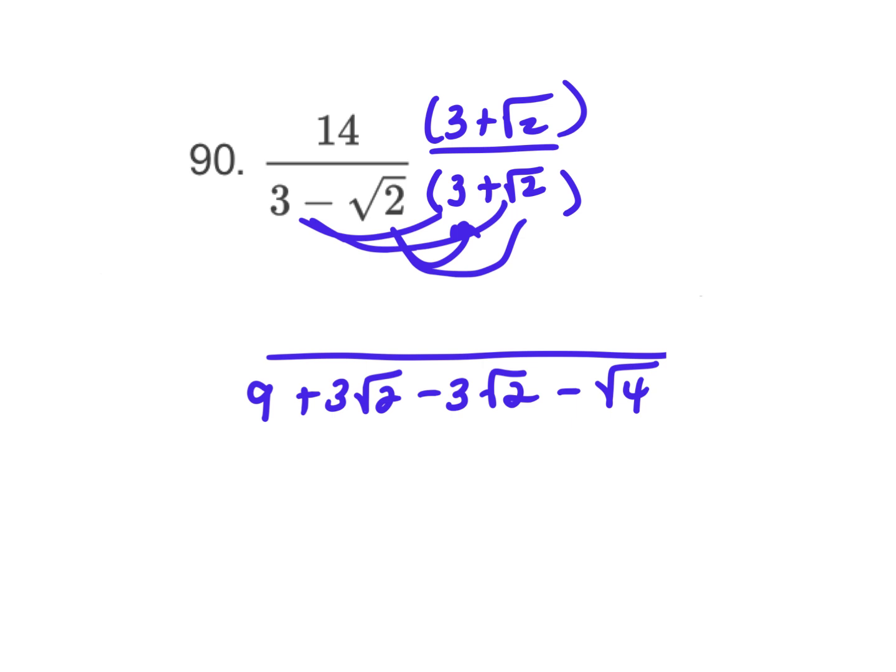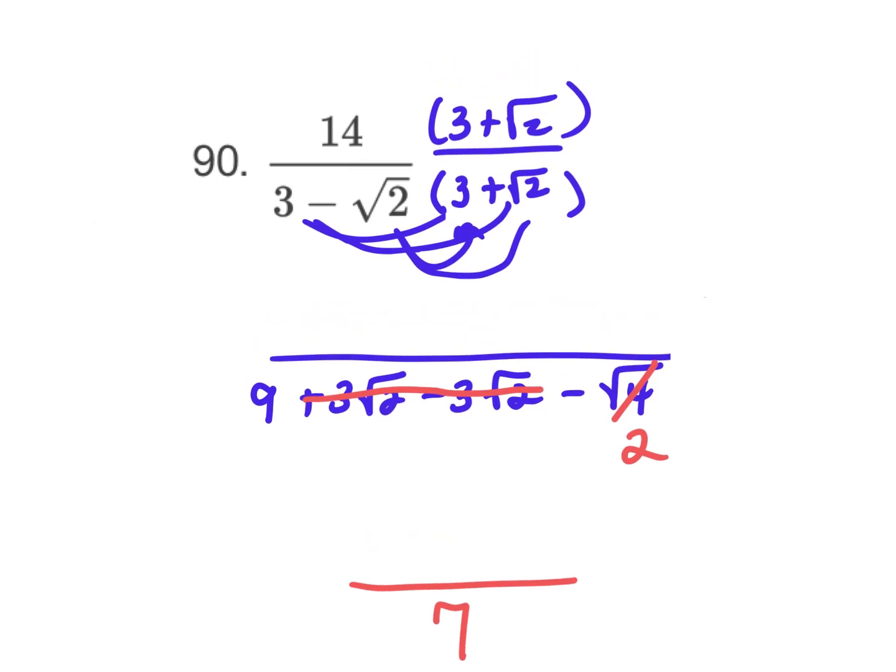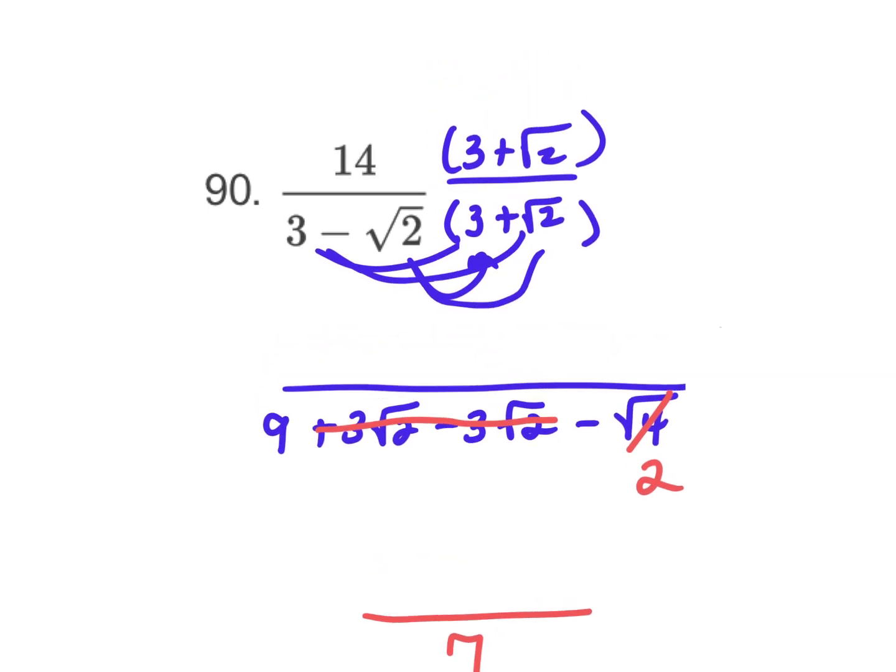3 root 2 minus 3 root 2 cancels out. The square root of 4 is 2. Good. So in your denominator, 9 minus 2 gives you 7. So the whole point of this is to get rid of the radical in the denominator, which we have done. So now let's go ahead and distribute in the numerator.